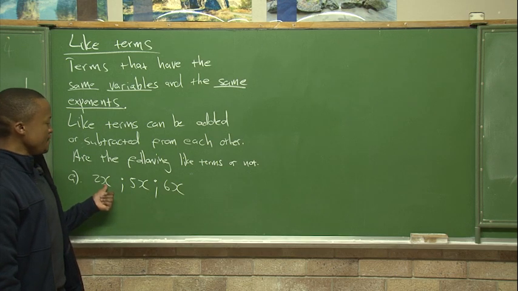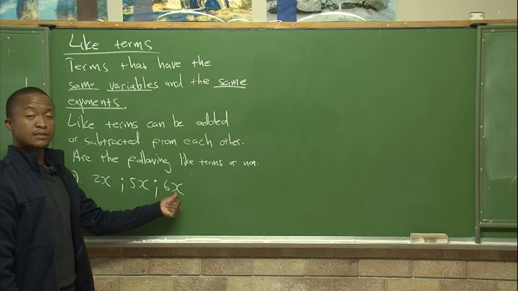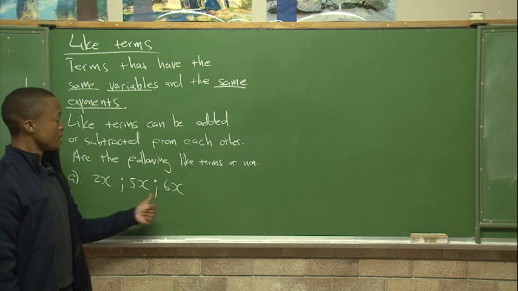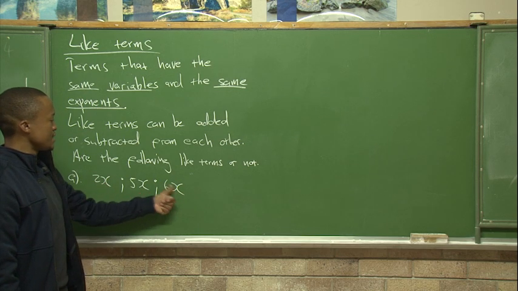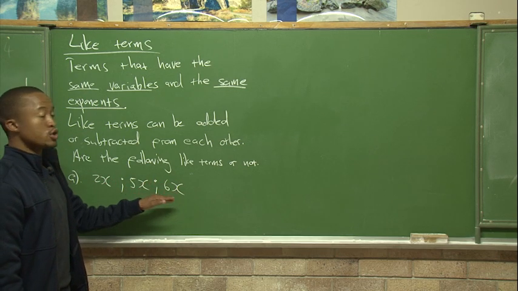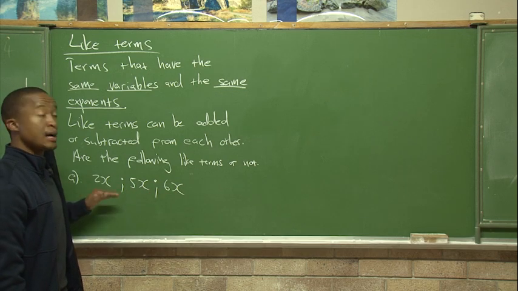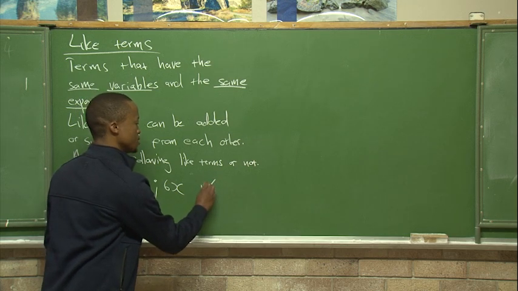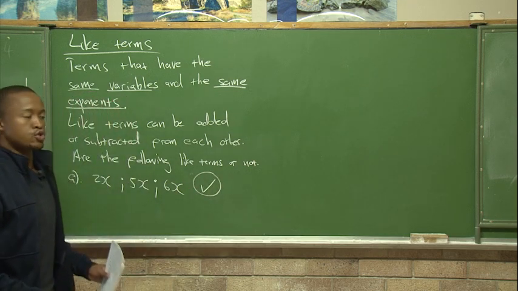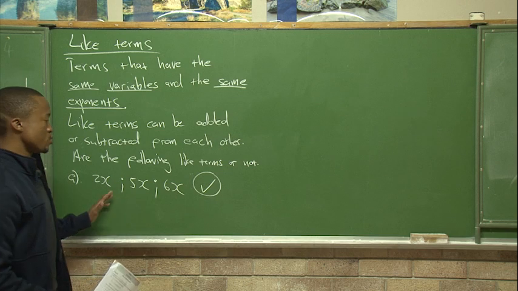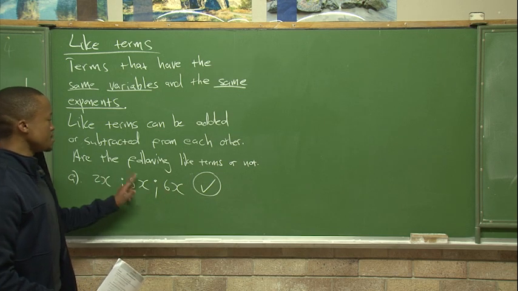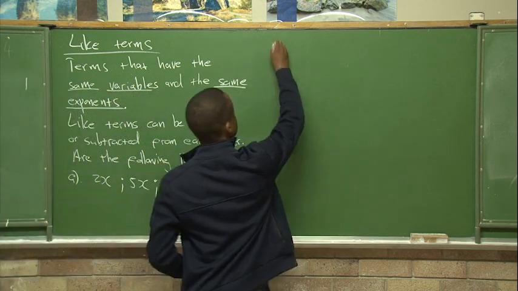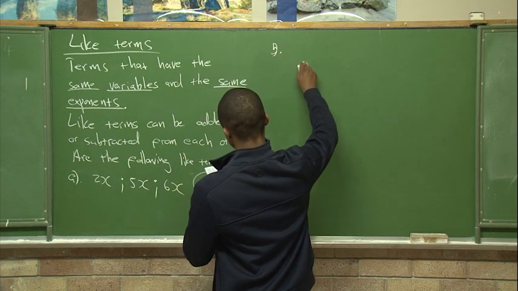If you notice, we have a variable of x, x, and x for all three terms, and the exponent of x, x, and x is 1, 1, and 1. So all three terms here are like terms. So here it will be yes. I'll just put a tick to indicate that all three are like terms because they contain the same variables and the same exponents.